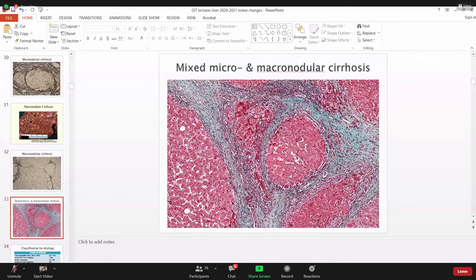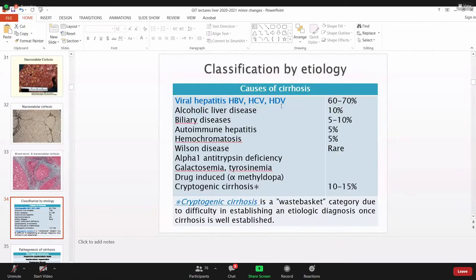Cirrhosis by etiology. The most common cause of cirrhosis is chronic viral hepatitis, hepatitis B virus and hepatitis C, contributing to most cases. Hepatitis D also contributes to a minority of cases. Alcoholic liver disease and biliary diseases, we will discuss in detail later on. Autoimmune hepatitis, hemochromatosis due to accumulation of iron, Wilson's disease, alpha-1 antitrypsin deficiency, and cryptogenic cirrhosis, where the patient has no identifiable cause. In 10 to 15% of the cases, it is due to difficulty in establishing the etiological diagnosis once the cirrhosis has developed.